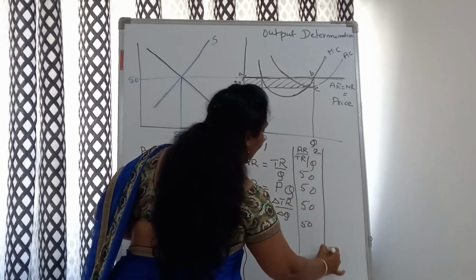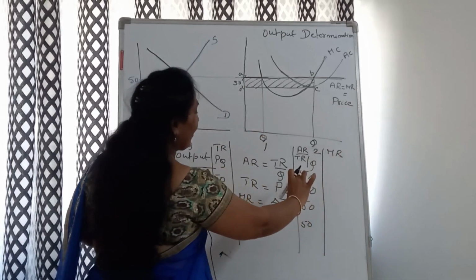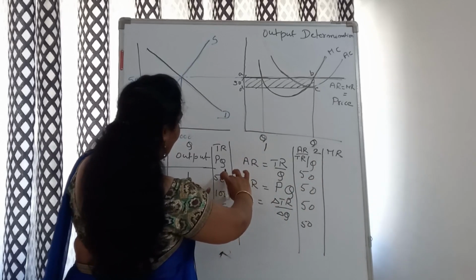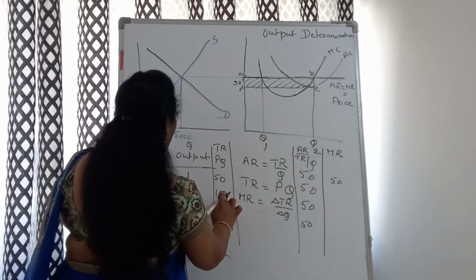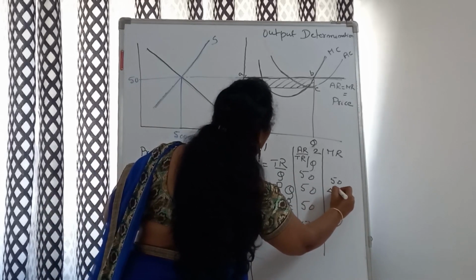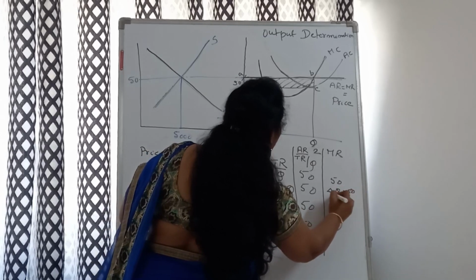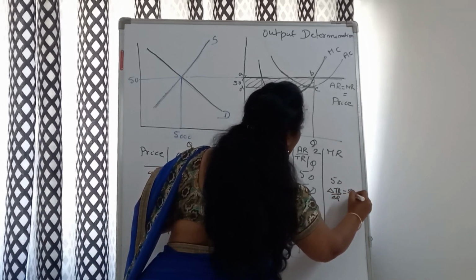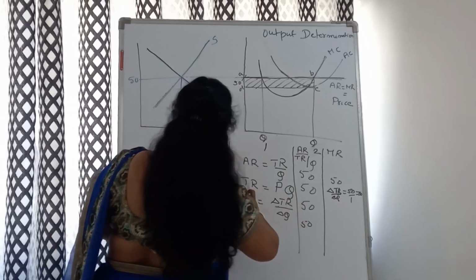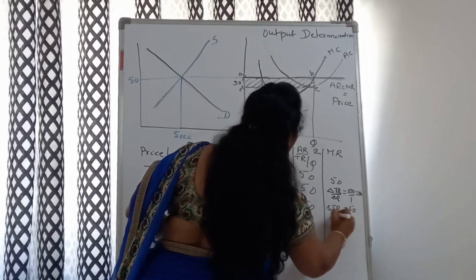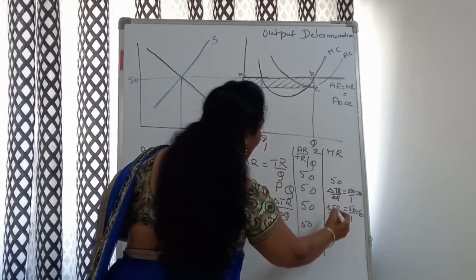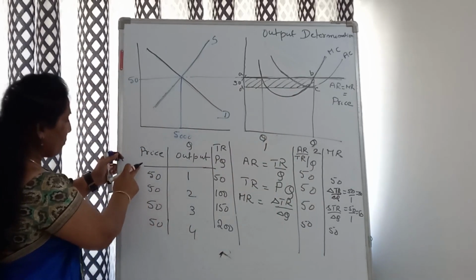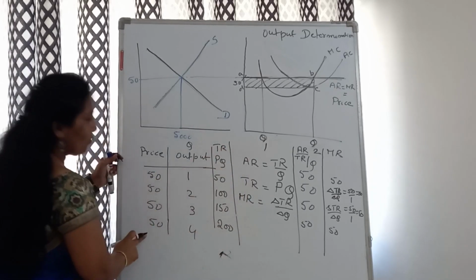This is AR. What is MR? Marginal revenue is change in total revenue divided by change in quantity. So the change in total revenue here is 100 minus 50. The first unit is 50 only. Now for the second unit, 100 minus 50 is delta TR 50, divided by delta Q, which is 1. So 50 by 1 is 50. Third unit you take, delta TR is 50 and delta Q is 1. Likewise, MR is also 50 and AR is also 50. That's why in perfect competition, AR is equal to MR is equal to price. MR is 50, AR is 50 and price is 50.